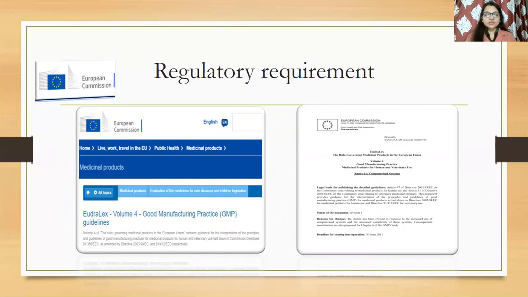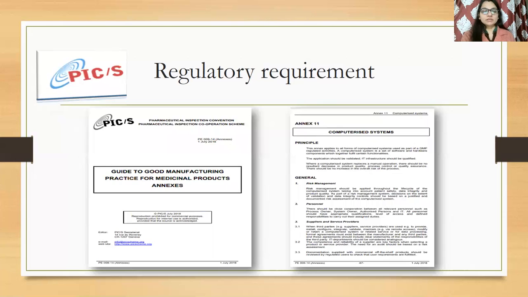Now, what is mentioned in the EU? In EudraLex Volume 4, Annex 11 on computerized systems, we also talk about the vendor. In the PIC/S Guide to Good Manufacturing Practice for Medicinal Products, Annex 11 on computerized systems, requirements are mentioned for suppliers and service providers.